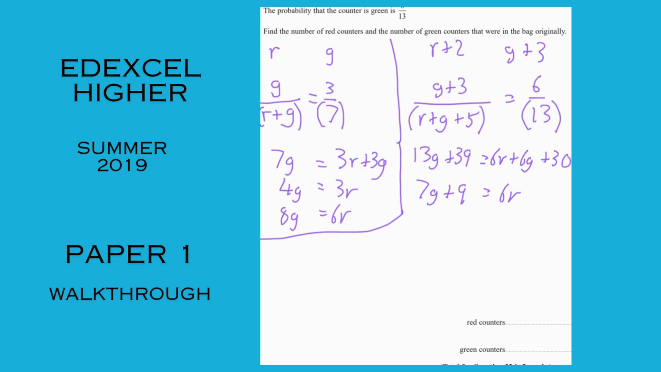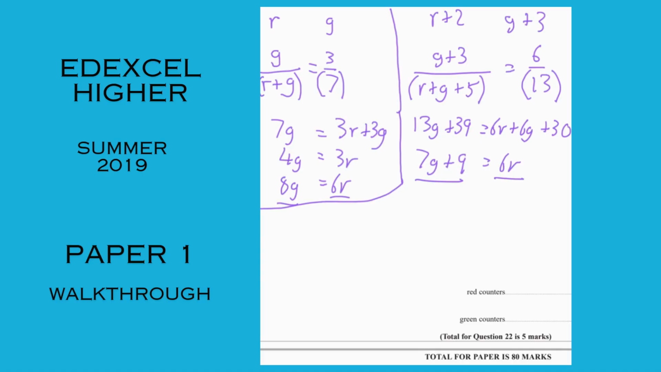Obviously, if you were doing this question, I'd hope you got to this stage and then you'd spot a connection. And it's up to you. There's other ways of doing it. But for me, I know that 6R is this, 6R is this. So I should be able to set them equal to each other. 7G plus 9 equals 8G. And if we take away 7G from both sides, G equals 9.